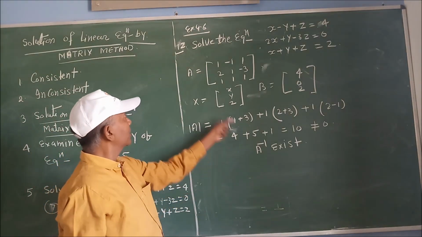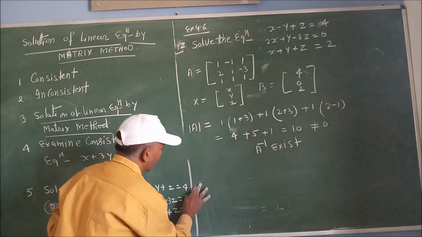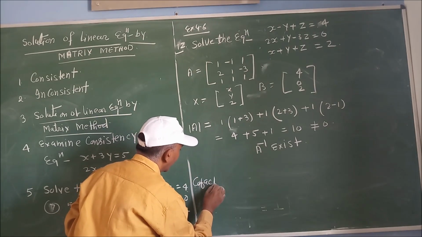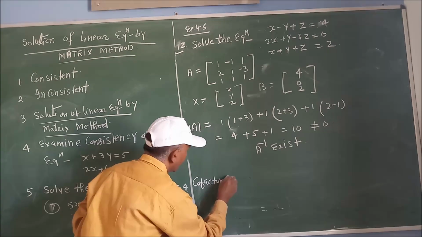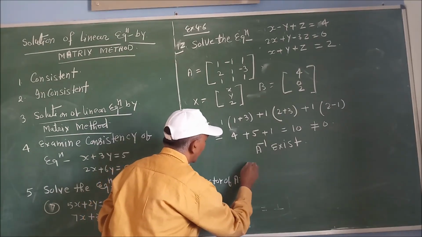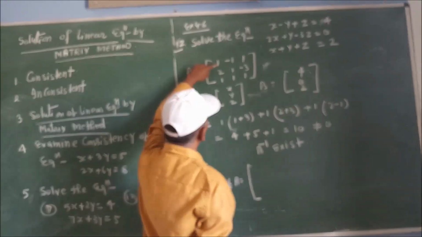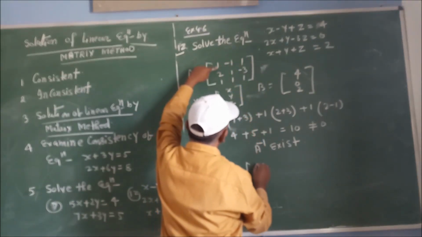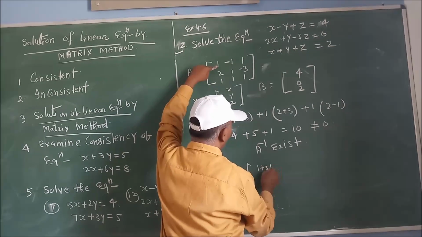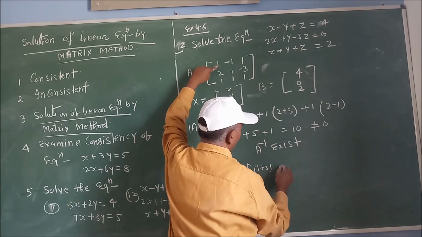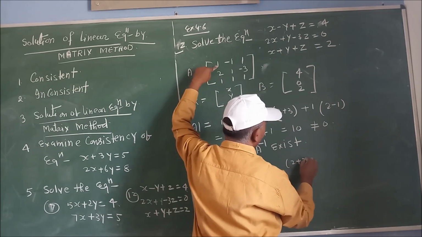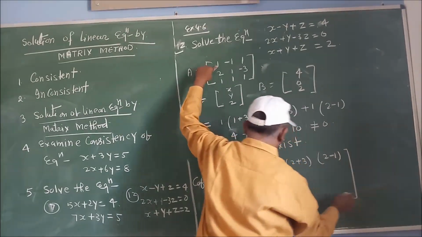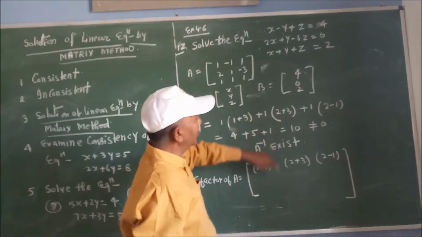So if A inverse exists, then we can calculate A inverse. To calculate A inverse, first we have to find the cofactor of A. So first you write the cofactor of A. See here, for A 11, this will be equal to cancelling R1 and C1. So you can write 1 plus 3. Simply you have to write all the numbers. Second is 2 plus 3. Third is 2 minus 1. The first line you can write directly from the determinant value.